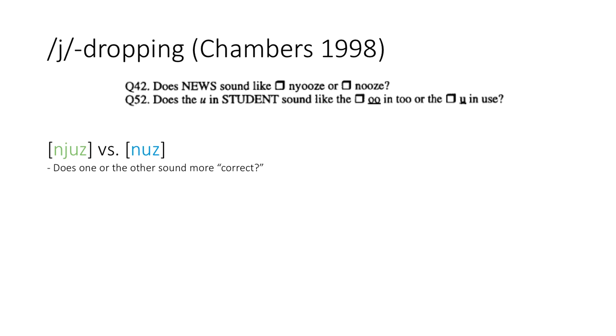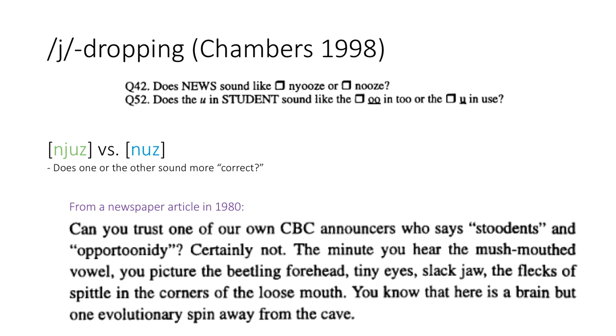However, there definitely have been people in the past who have felt super strongly about this. So this is a quote from a newspaper article in 1980. So, can you trust one of our own CBC announcers who says students in opportunity as opposed to students in opportunity?